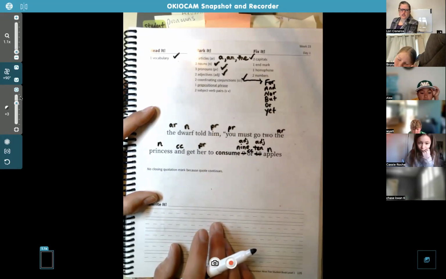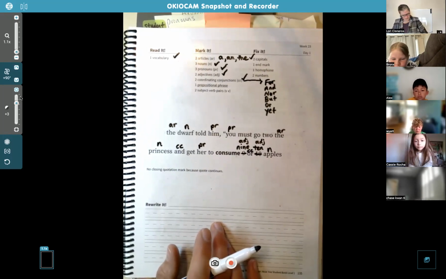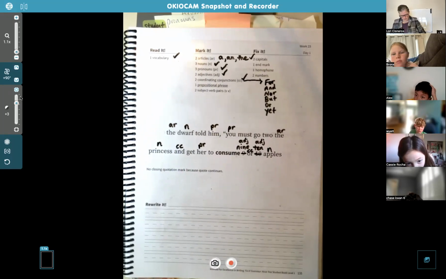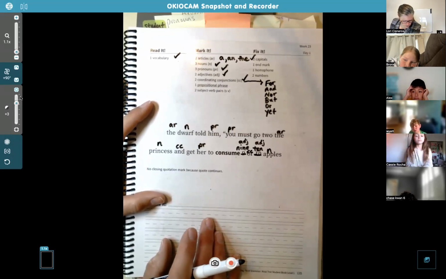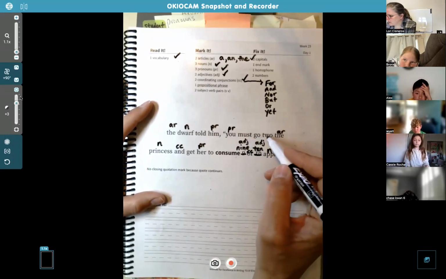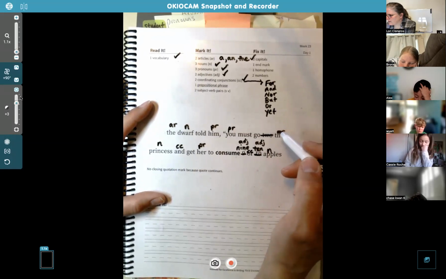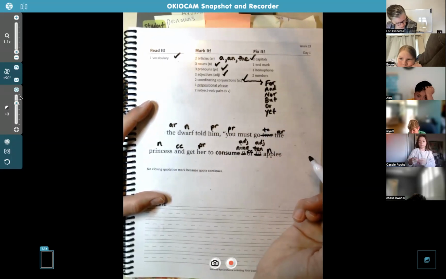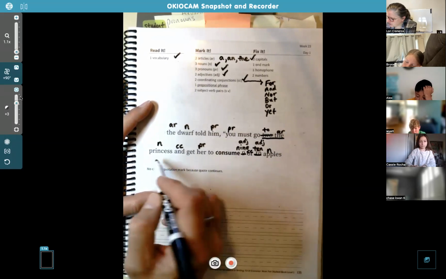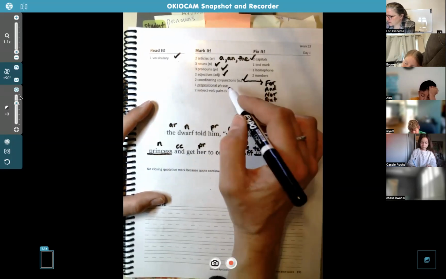How about the prepositional phrase, Chase? You remember how to find those? Okay, let me see. I will give you a clue though, because we do need to fix this word. You must go to. What word should that be, Chase? To. How do you spell it? T-O. Good. T-O. So now what's our prepositional phrase? To the princess. Yes, to the princess. So we needed to fix that to a preposition, to, T-O. To the princess. Good job, Chase.